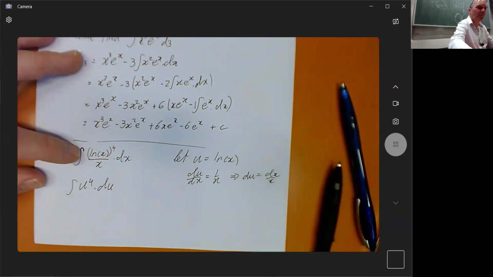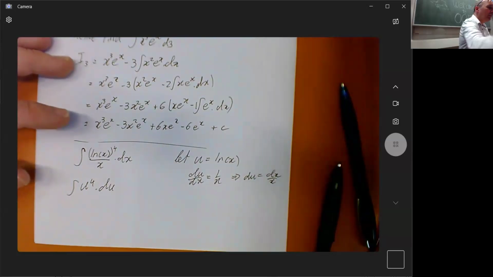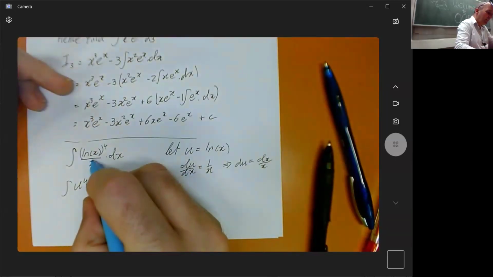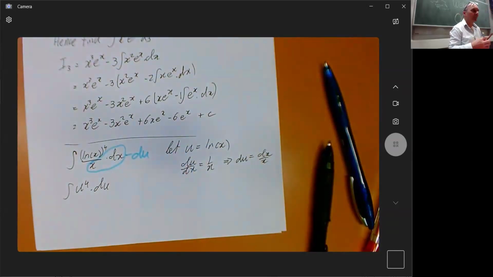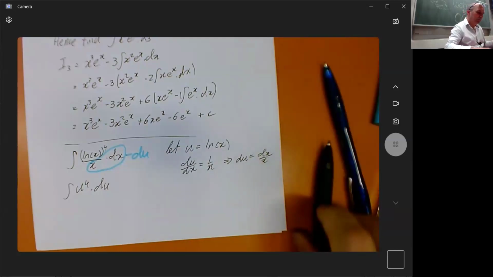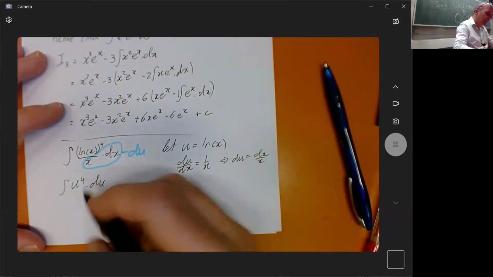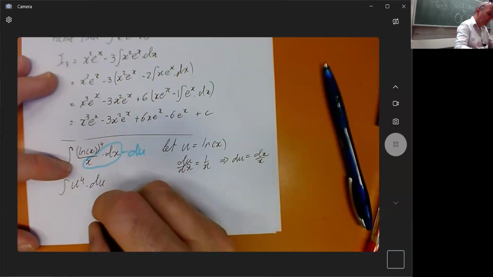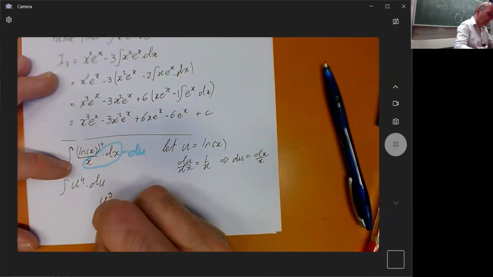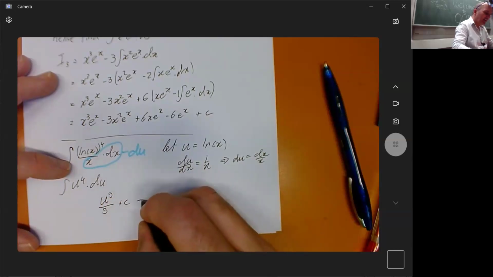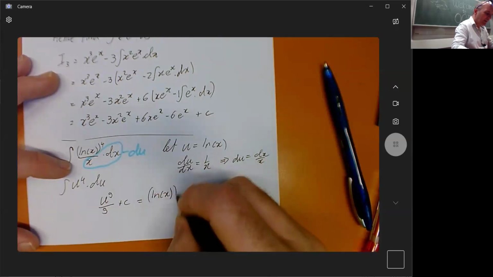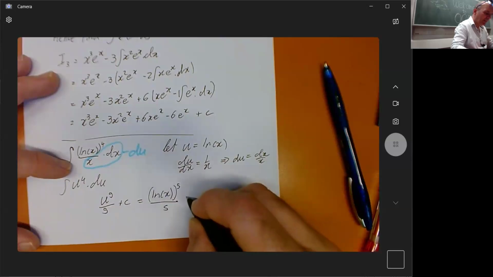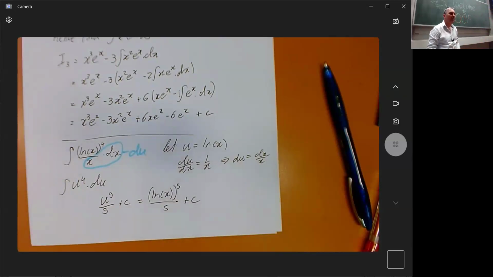So I'm grouping, might grab pencil. That one, that'll do. That sounds like a great plan. This bit here is going to be the du. Now, this bit is really easy to solve then, because add 1 to the power, divide by the new power, so u to the power 5 on 5, add a constant of integration, back substitute, so this is ln of x to the power 5 on 5 plus c. I can do things with substitutions that make my life easy.